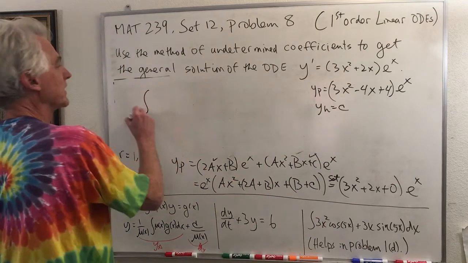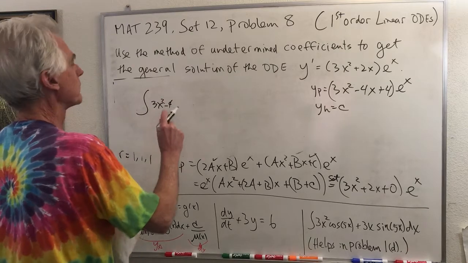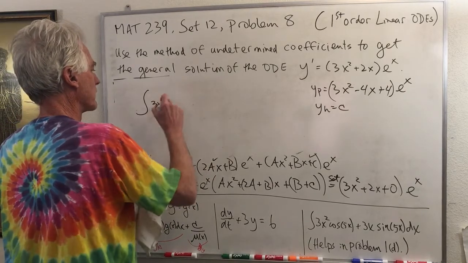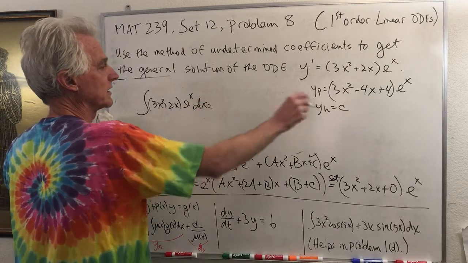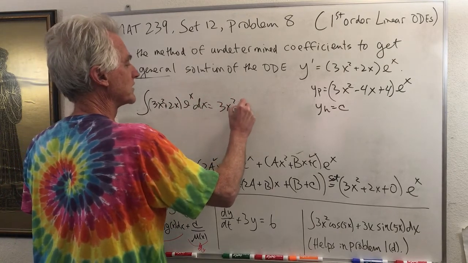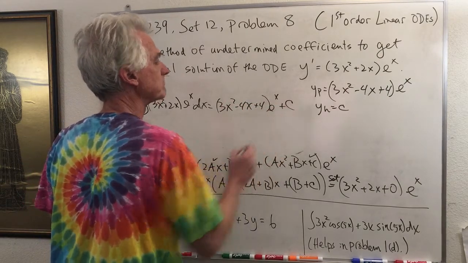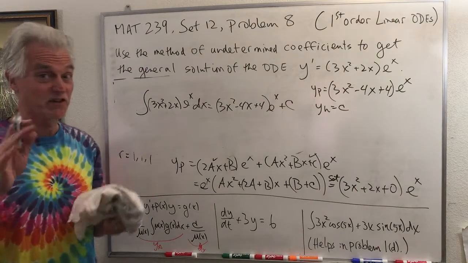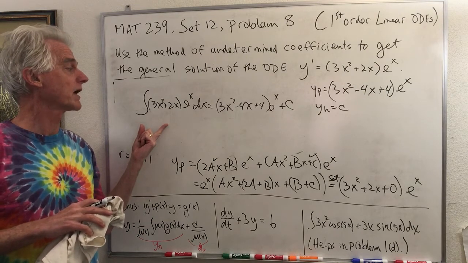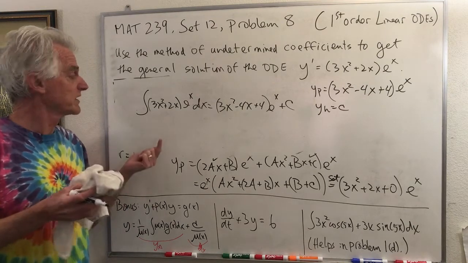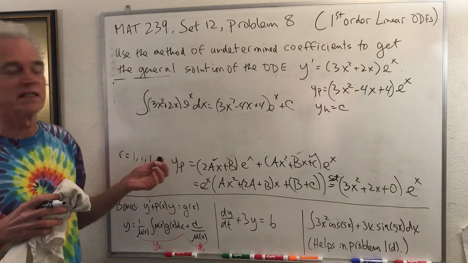So in other words, the integral of 3x squared plus 2x times e to the x dx is 3x squared minus 4x plus 4, times e to the x, plus a constant. All right. In fact, to tell you the truth, this is the way I would personally do this problem. You could do this by integration by parts twice, but I think this is a little bit easier.